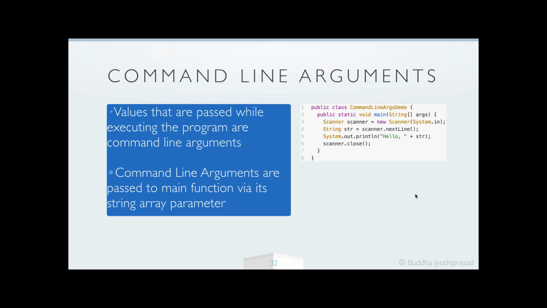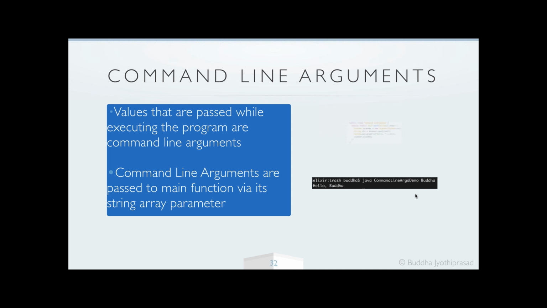Now imagine we want to pass that Buddha while executing the program itself, like this: java CommandLineArgsDemo Buddha. It should be able to access that because there is only one value it is waiting for. We can make sure that while executing the program itself, that input will be accepted. This Buddha is called a command line argument here. CommandLineArgsDemo is the class. Java is the executable that is running the class and passing that command line argument to that class.